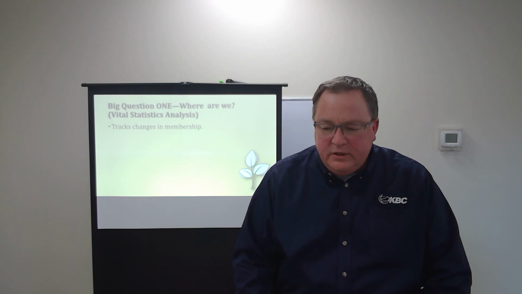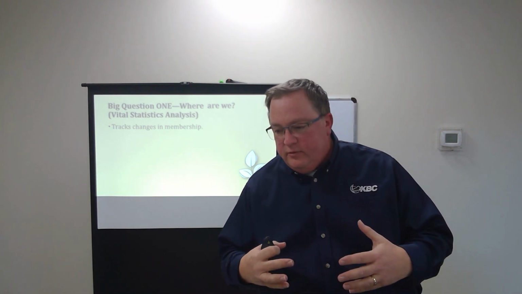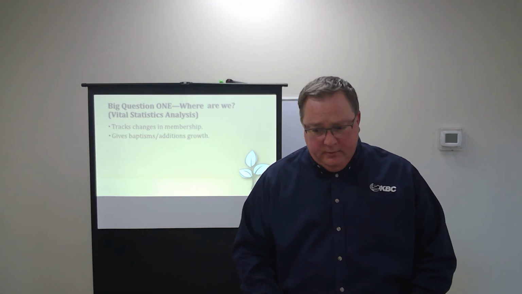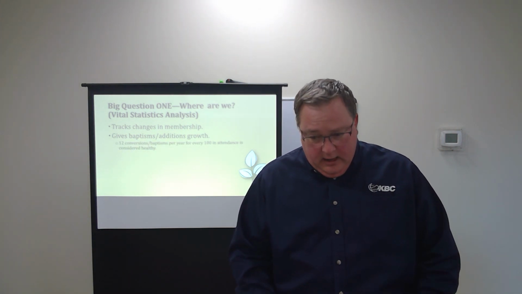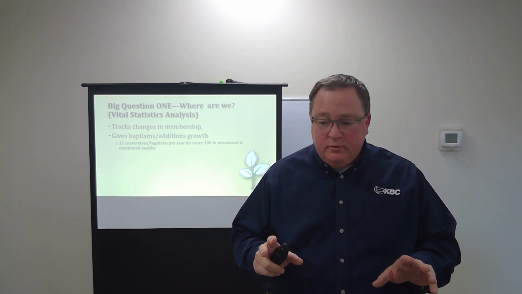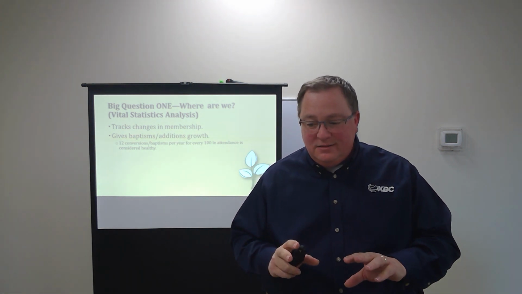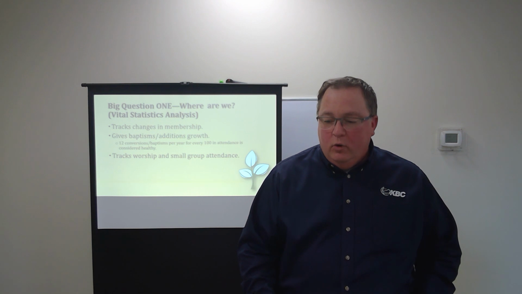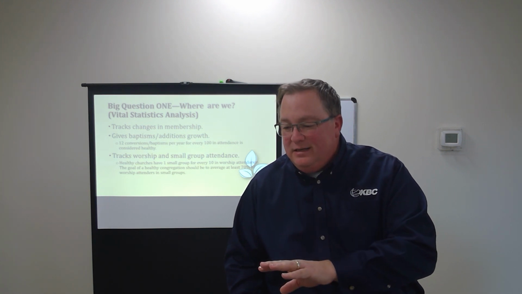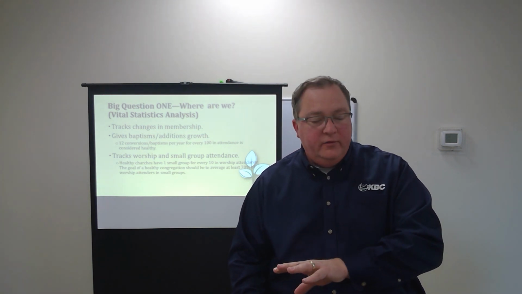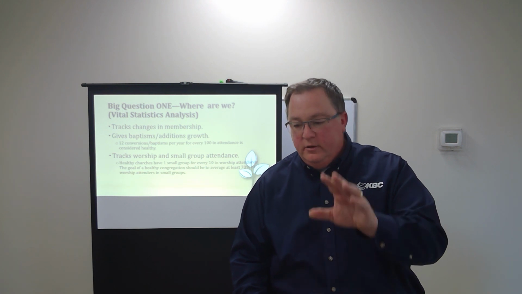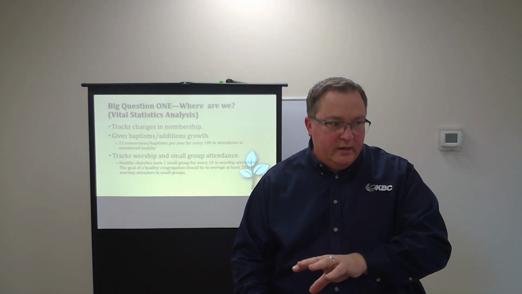Let's talk about vital statistics. And of course, in Baptist life, particularly Southern Baptist life, this comes from your ACPs. It tracks changes in your membership, gives you your baptisms and additions, your growth. I'll give you a couple of sub-points here. 12 conversions or baptisms per year for every 100 in attendance is considered healthy. It tracks your worship and your small group attendance. Healthy churches have one small group for every 10 in worship attendance. The goal of a healthy congregation ought to be an average of at least 70% of worship attenders in small groups. If it's worse than that, you're out of balance.